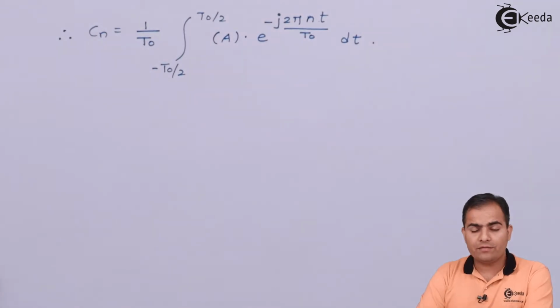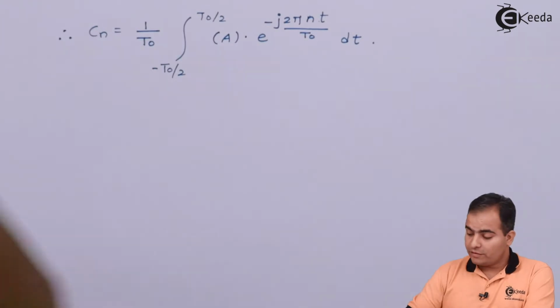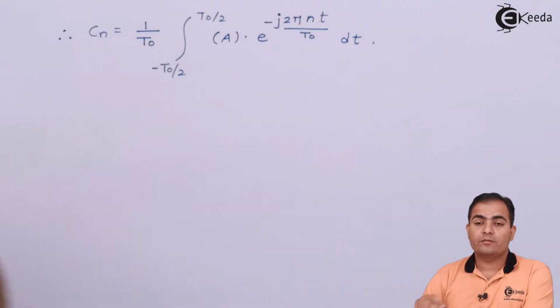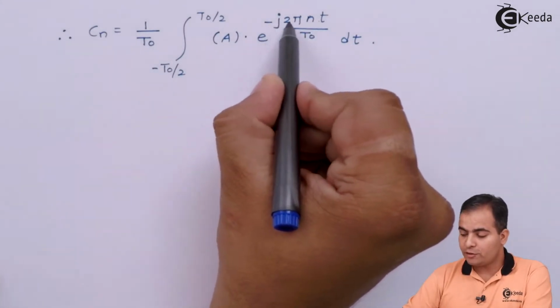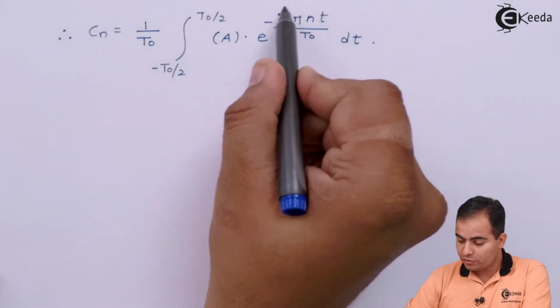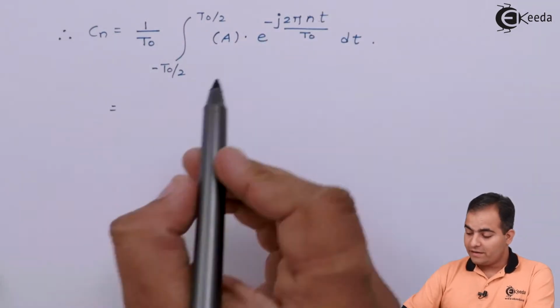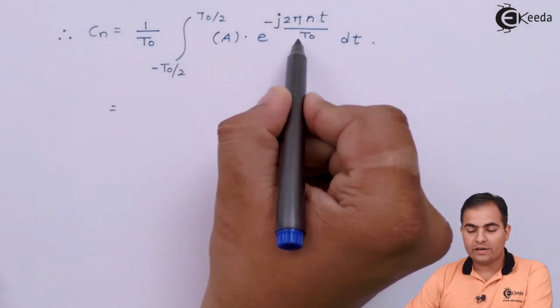Now we have studied one formula: e to the power plus or minus at. If you integrate with respect to t, the result is always e to the power plus or minus at upon plus or minus a. Which means we are going to divide this whole function by the value of a. Here my value is minus j 2 pi n by t naught. So we will divide the whole exponential term by minus j 2 pi n by t naught.